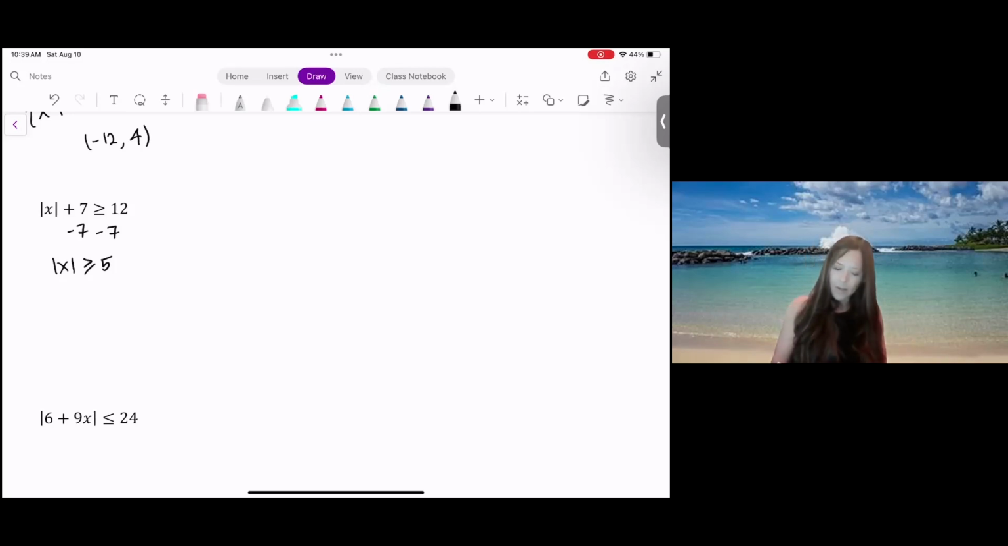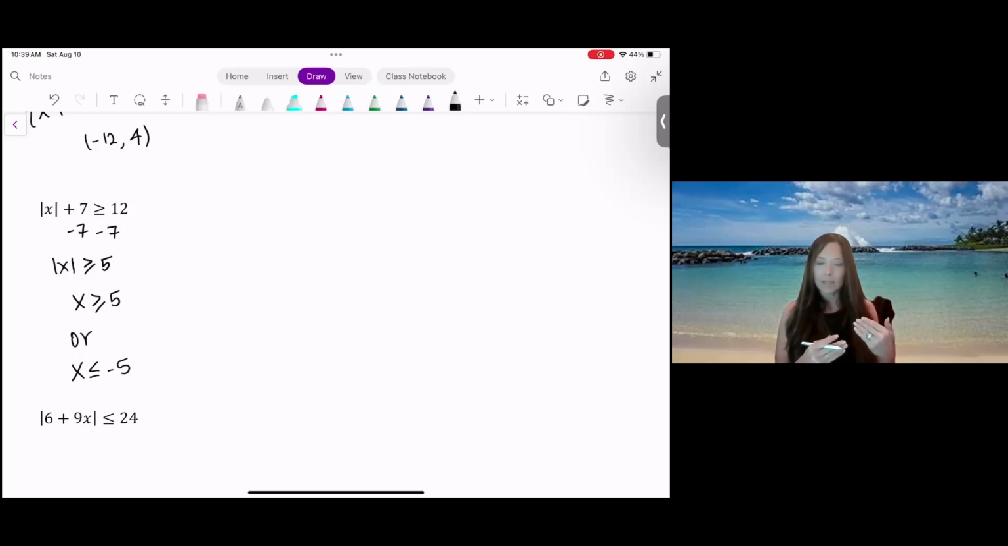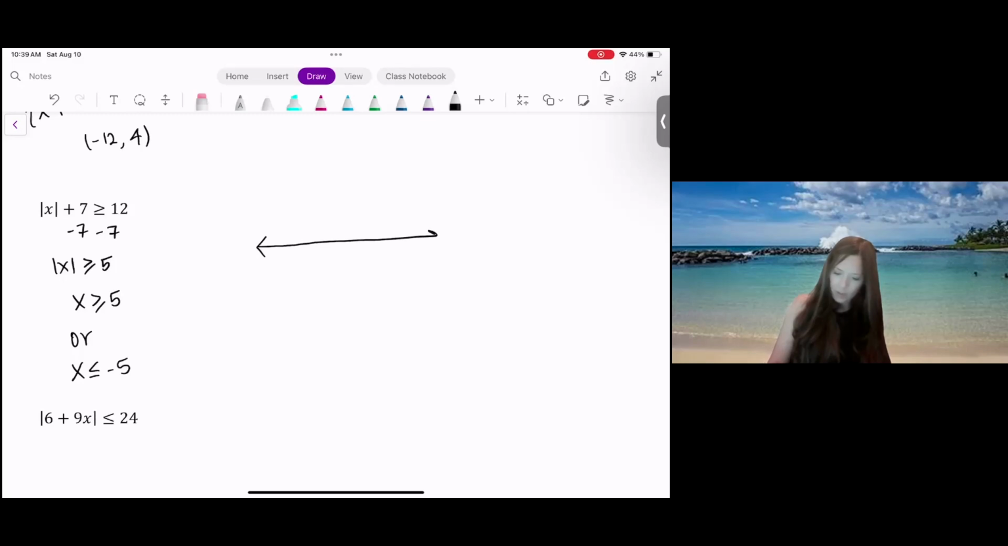This is an or. That means I'm going to have x is greater than or equal to 5, or x is less than or equal to negative 5. Now, some texts will use the positive and the negative on the left-hand side. I prefer to do it on the right-hand side.